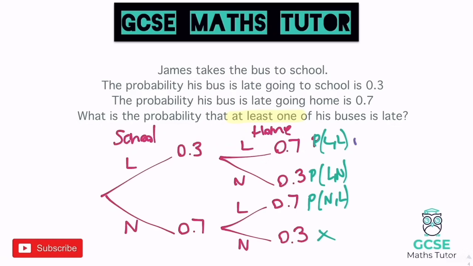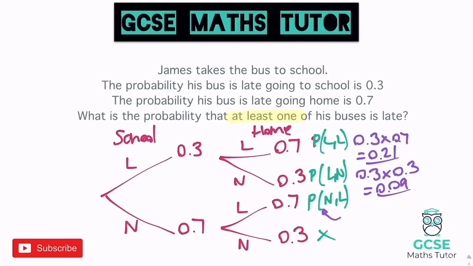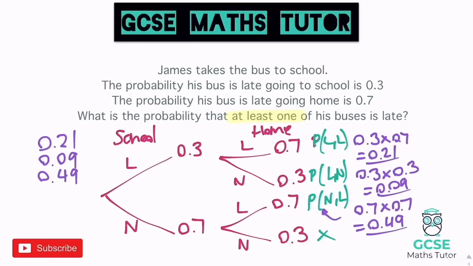So late then late goes through 0.3 and then 0.7, which is 0.21. We've got the probability of it being late then not late, which is 0.3 times another 0.3, which is 0.09. And we've got that third one there, which is not late and then late, which is 0.7 times 0.7, and that equals 0.49. So this time we've got three probabilities to add together, but because we've got a combination there, again, we just add them all up. So 0.21, 0.09, and 0.49. And altogether that adds up to, let's have a look, 8, 9, carry the 1, 4, 5, 6, 7.